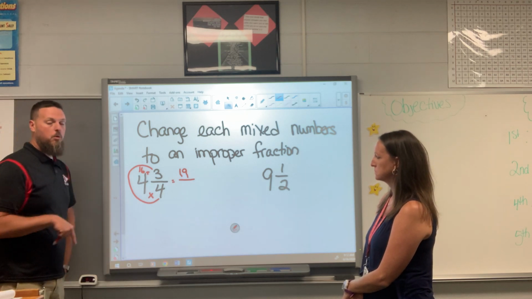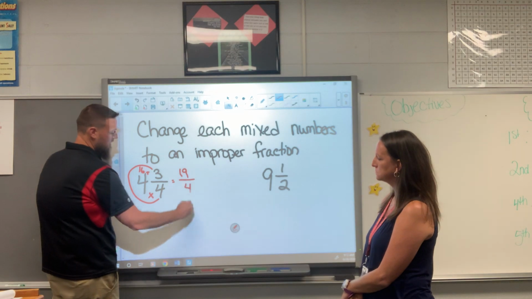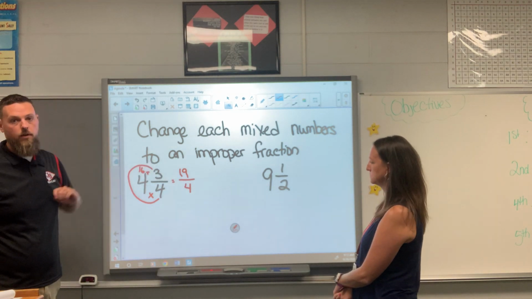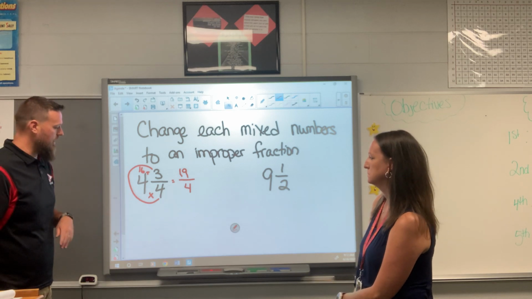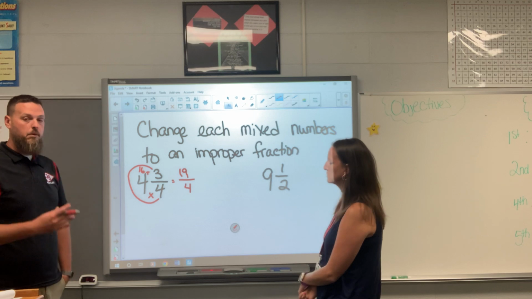And just like before when we did improper to mixed, our denominator stays the same. So all we're really changing is the numerator of our problem. The denominator stays exactly the same. So that's all we have to do to change it from a mixed to an improper.